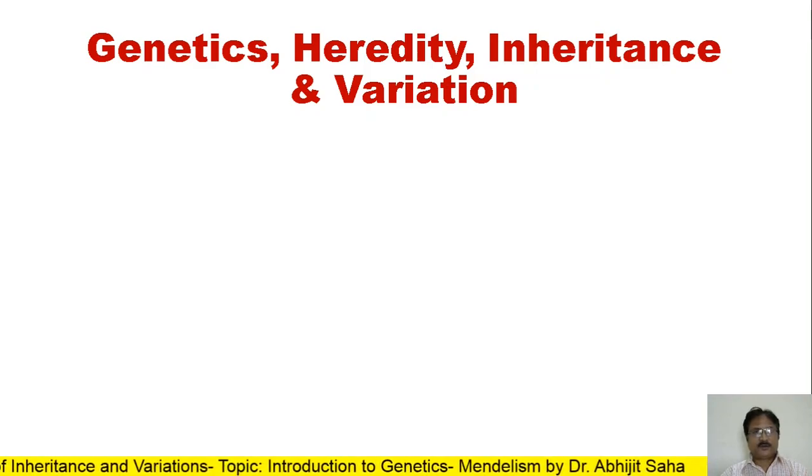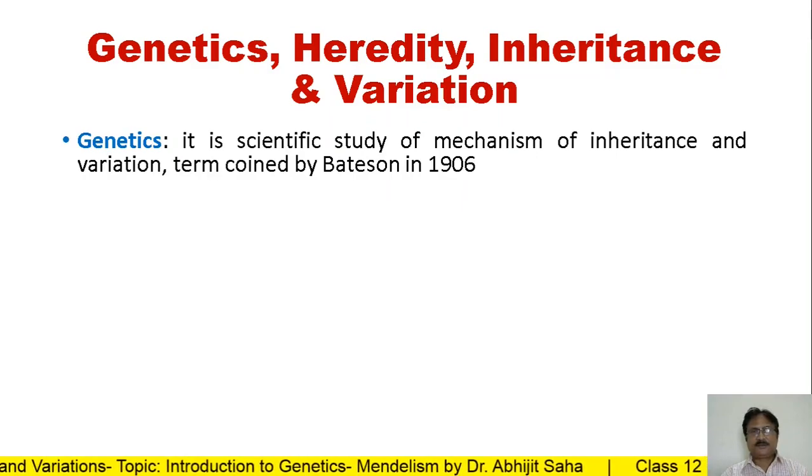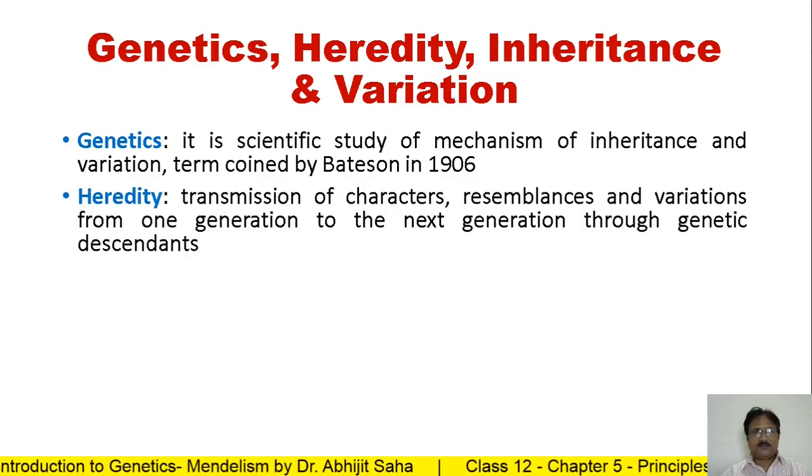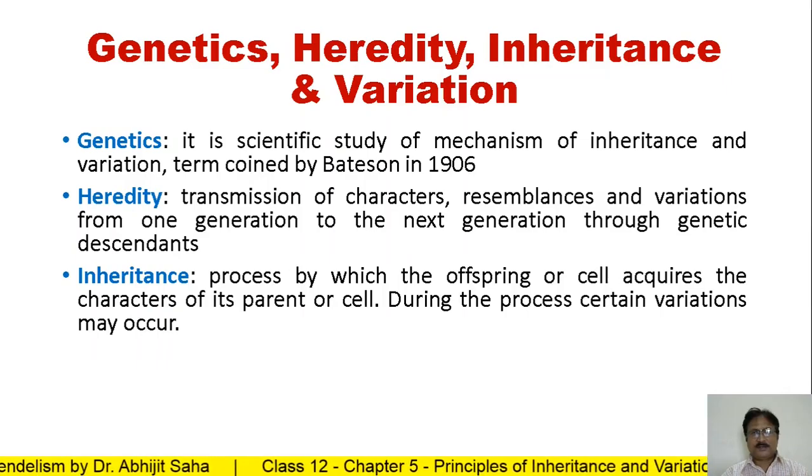Now, since this subject is genetics, several terms like genetics, variation, inheritance, heredity, we must know about. What are these? In very brief, I will discuss. Genetics is the scientific study of mechanism of inheritance and variation. This term was coined by Bateson in 1906. Heredity is the transmission of characters, resemblances, and variation from one generation to the next generation through genetic descendants. So here it is important that it is through genetic descendants.